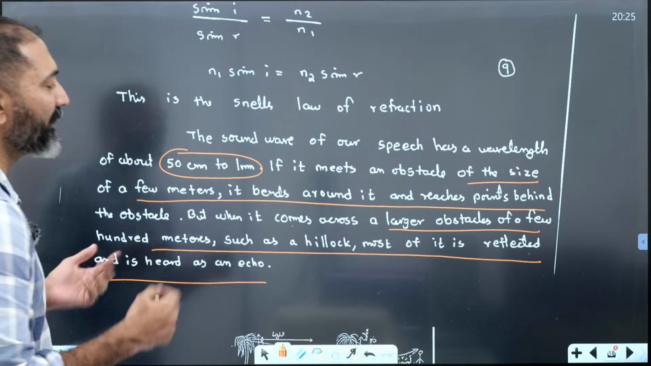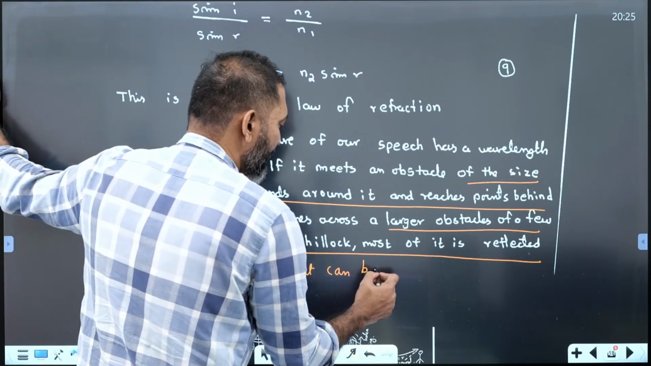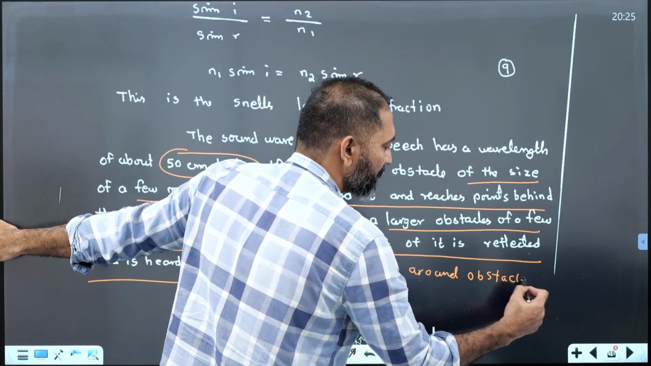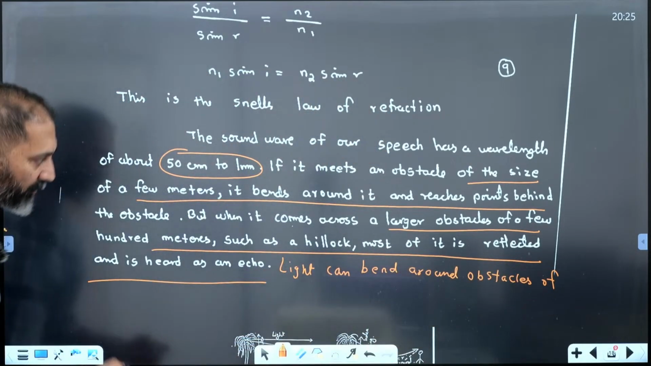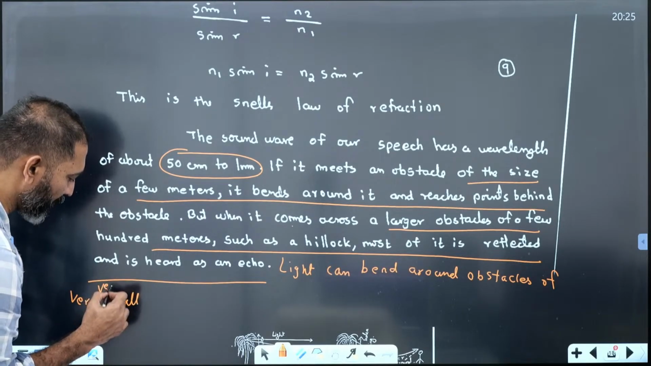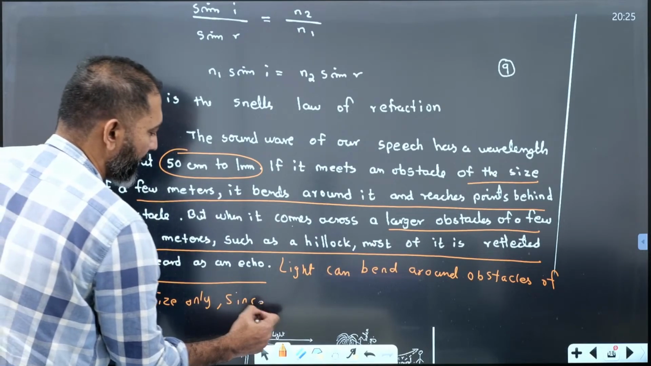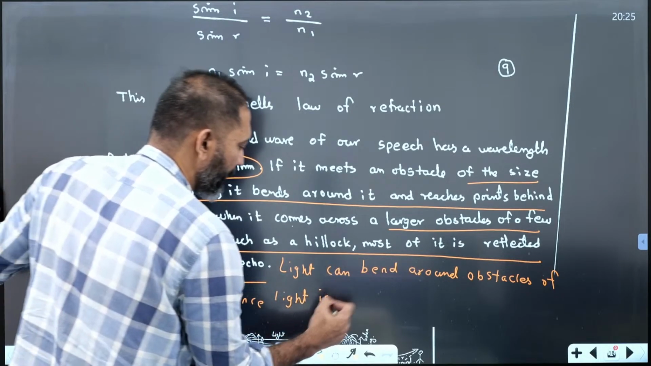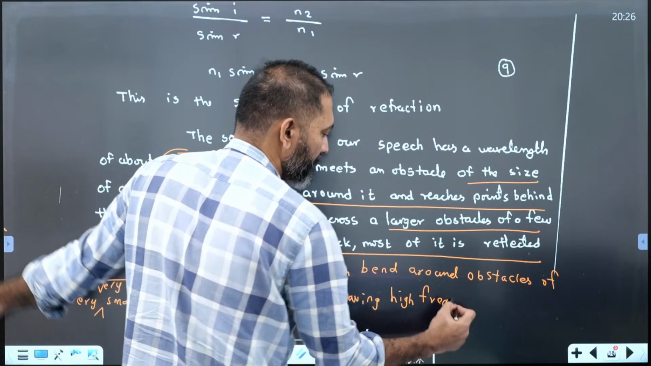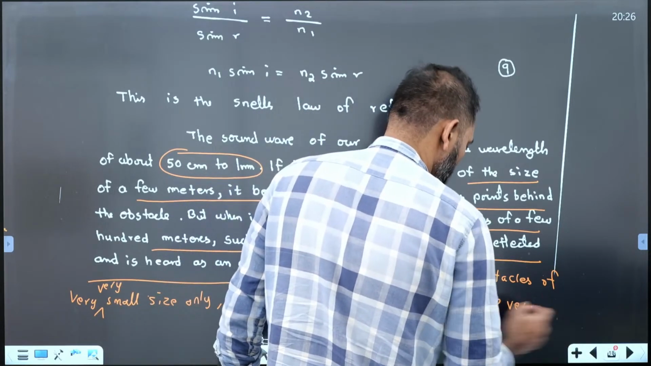But what is the problem with light? Light can bend around, that is, diffract around, obstacles of very small size only, since light has high frequency and a very small wavelength.